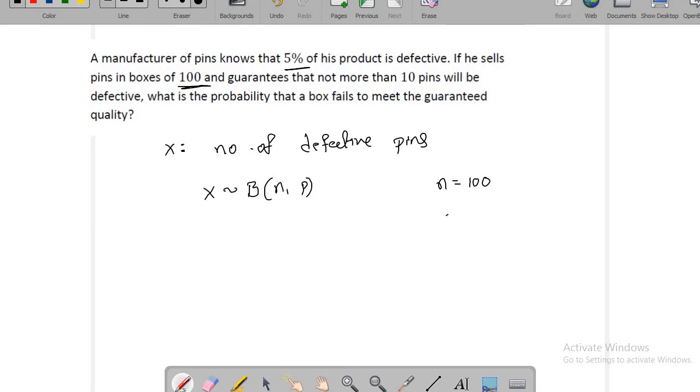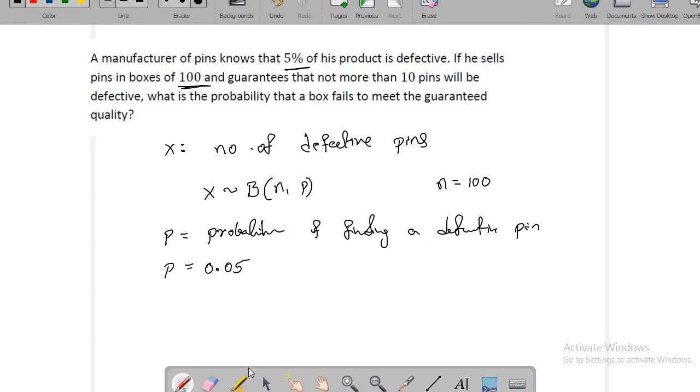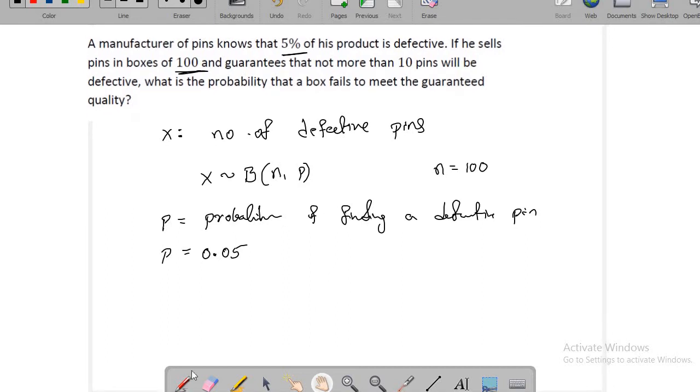Okay, and what is the probability of getting success? So I need to find what P is. That's the probability of finding a defective pin. And we know 5% of the product is defective, so the probability of finding a defective pin is 0.05. So this is P. Therefore n is equal to 100 and P is equal to 0.05.